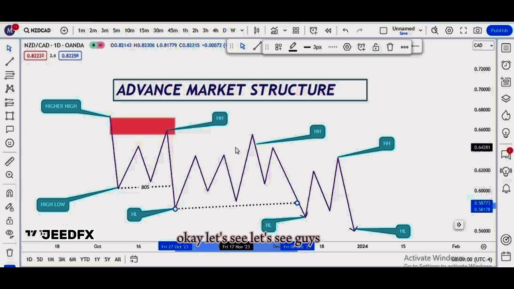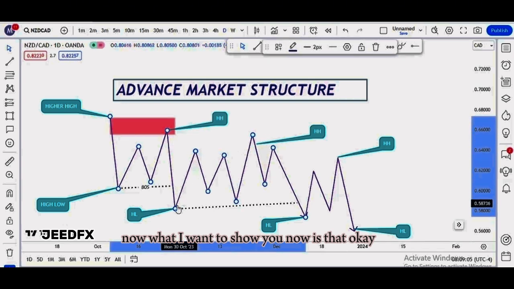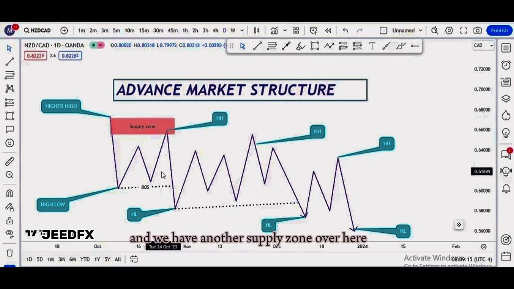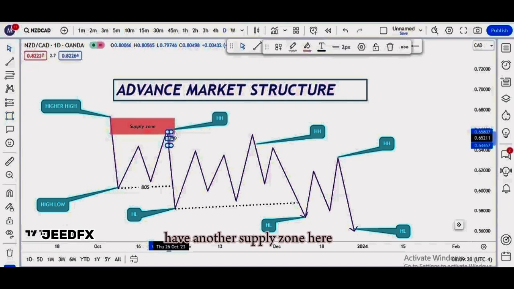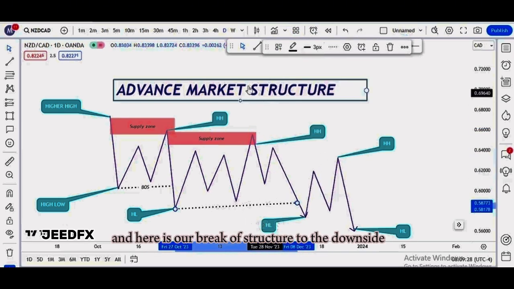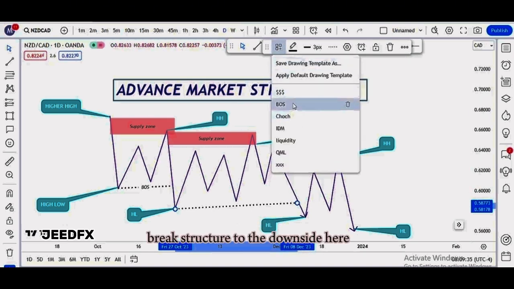Okay, let's see, guys. What I want to show you now is this supply zone here, and we have another supply zone over here, with our other supply zone, and here is our break of structure to the downside. We break structure to the downside here.